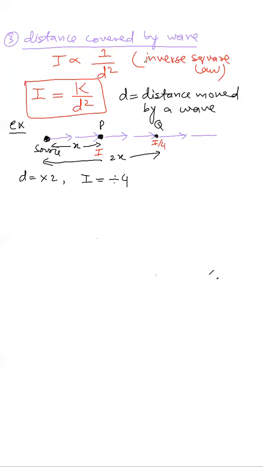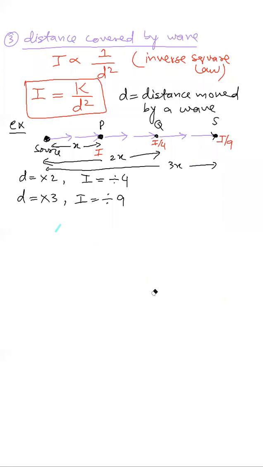And if the wave has further covered a distance till point S, and that is at a distance of, let's say, 3x from this source, then at point S, as the distance is 3 times that at P, its intensity would be decreasing 9 times compared to the intensity at P. So the new intensity at S would be I by 9. So that's how wave intensity decreases with the distance.